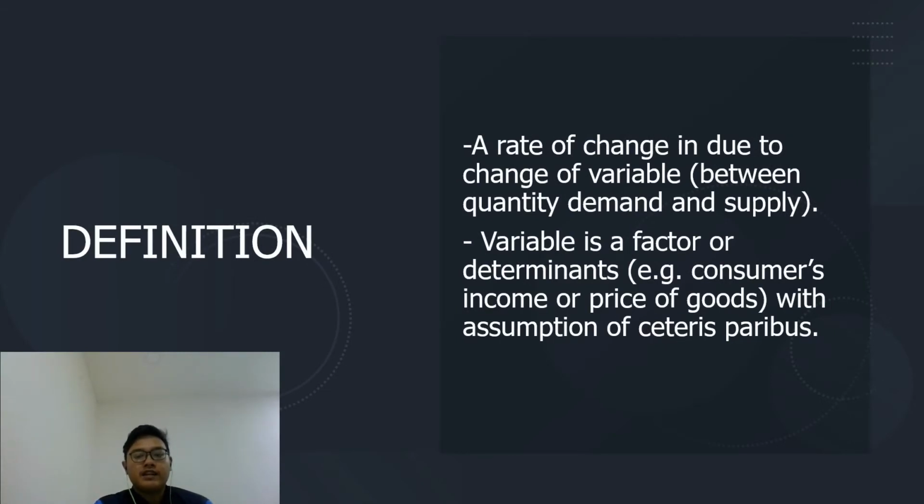Elasticity can be defined as the rate of change of the quantity demanded or quantity supplied due to a change in a variable. What is a variable? A variable is a factor or determinant that affects the quantity demanded or quantity supplied, such as consumer's income or the price of other goods, with the assumption of ceteris paribus.